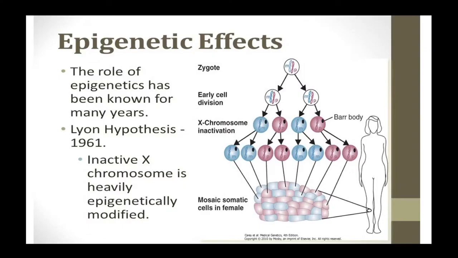The role of epigenetics has been known for many years. We studied with you the Lyon hypothesis. This is the inactive X chromosome in female cells. The inactive X chromosome is heavily epigenetically modified, and we can find this condition in female bodies.